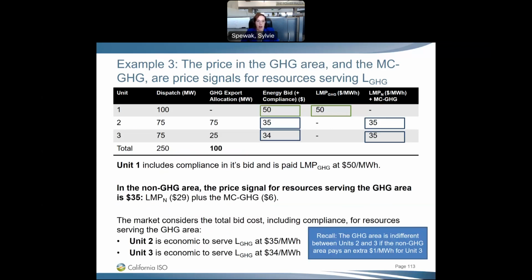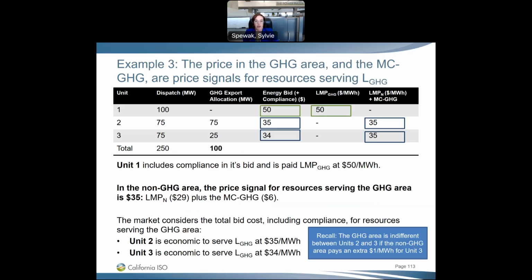The energy plus GHG bids of Units 2 and 3 are $35 and $34 per megawatt hour, respectively. And since both of them receive a GHG export allocation, we'll consider the combined LMPN plus marginal cost of GHG as a price signal to these resources. At $35 per megawatt hour, this is telling Unit 2 that we need you, but we don't need more of you. So Unit 2 is indifferent to dispatching across its operational range.